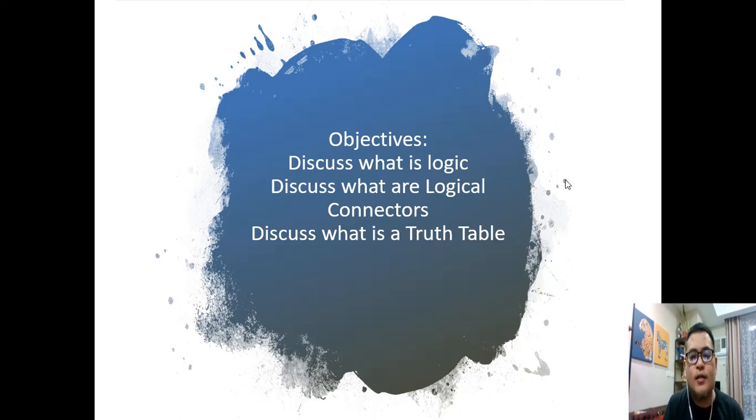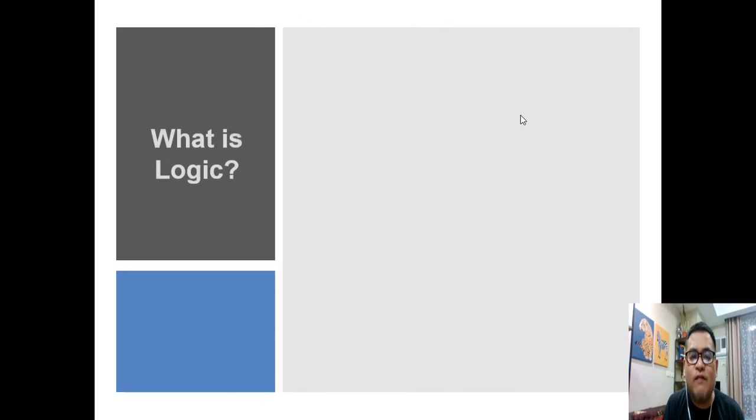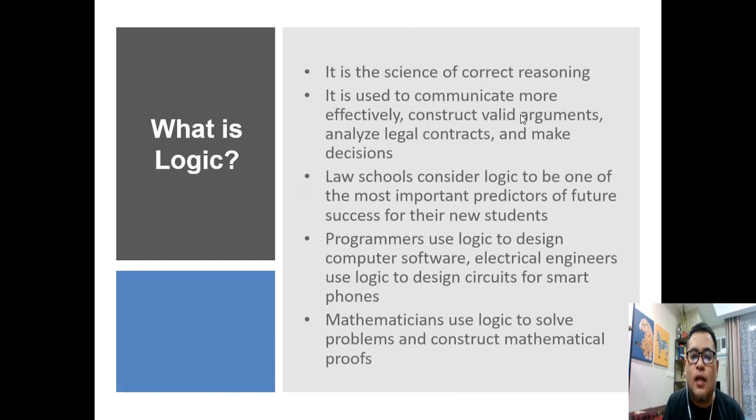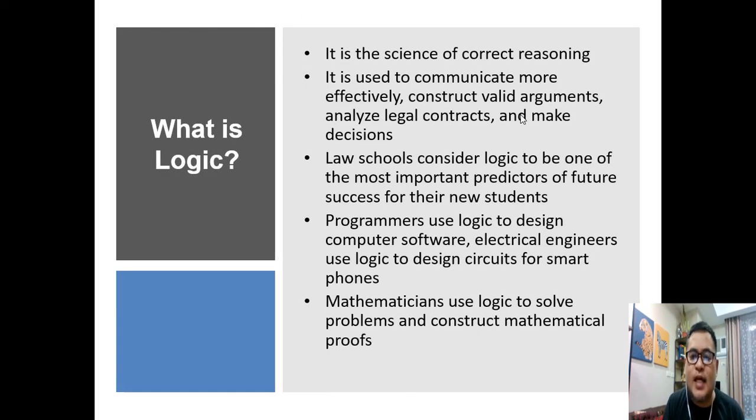Okay, so let's start. We define logic as the science of correct reasoning. Okay? When you hear logic, that means correct reasoning. It is used to communicate more effectively and construct valid arguments, analyze legal contracts, and make decisions. So when you make decisions, it should be logical.